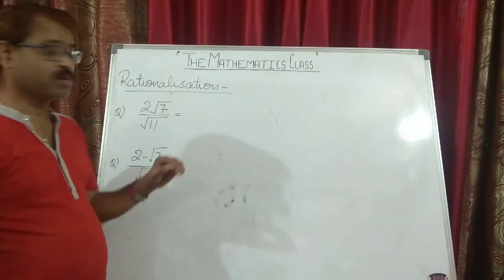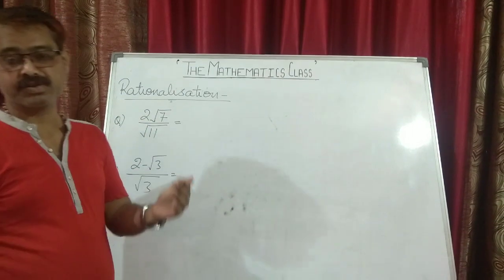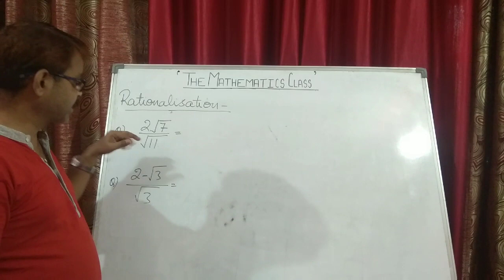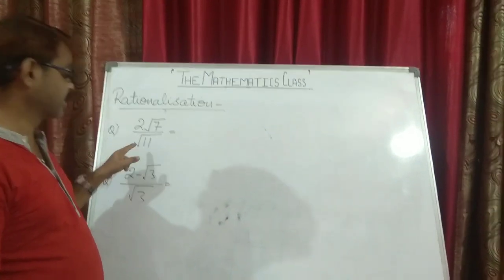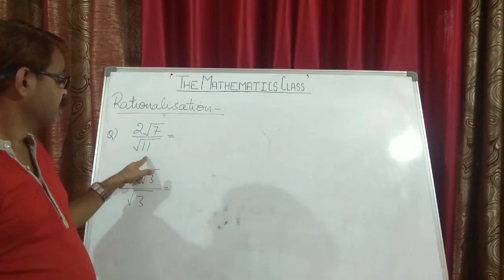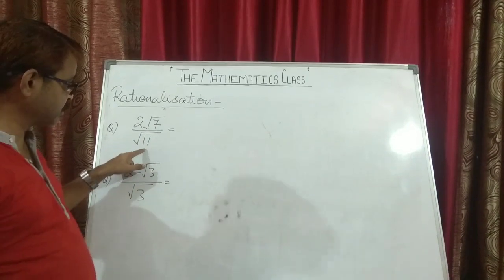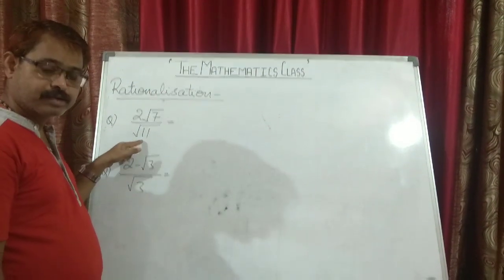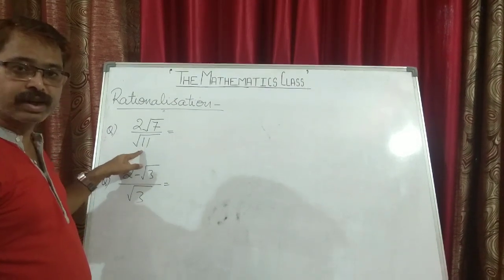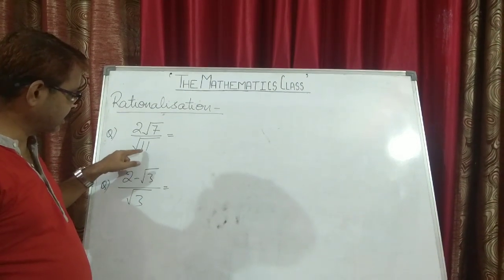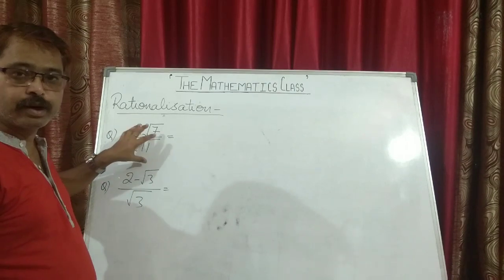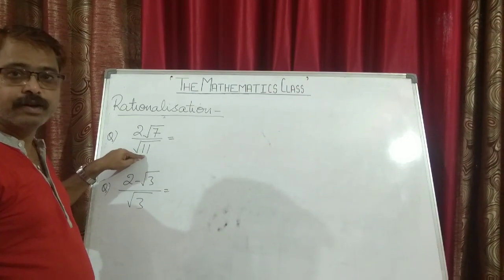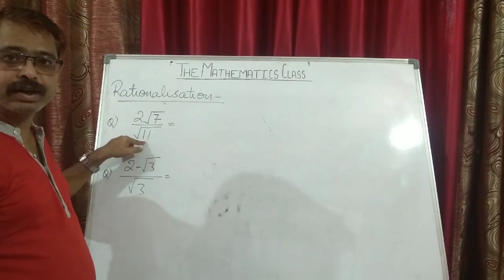Now I have taken two questions, and in these questions you have to rationalize. Rationalize the denominator. Denominator here is root 11. So in order to rationalize the denominator, what are we going to do? We will multiply, since you can see that this is root 11. So here if it comes 11, then the denominator will be a rational number. So to make this denominator as 11, we need to multiply by root 11 also.